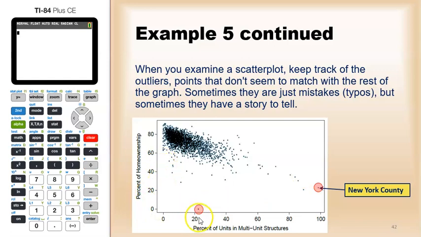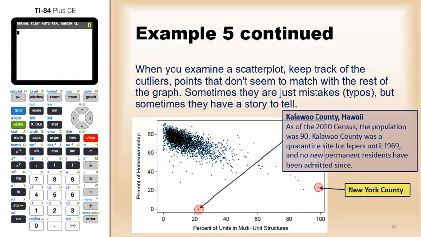The other one, this one down here, is one where no one owns homes. Only 20% of units are multi-unit structures. So that would mean that most people are living in homes, but they don't own it. This county is Kalawao County, Hawaii. As of the 2010 census, the population was 90. Kalawao County was a quarantine site for lepers until 1969, and no new permanent residents have been admitted since.